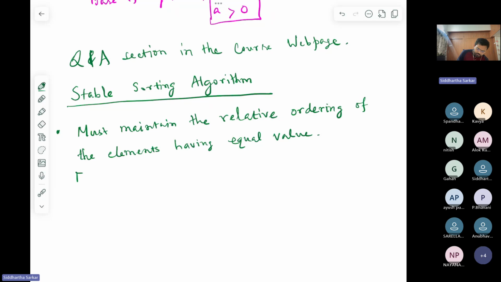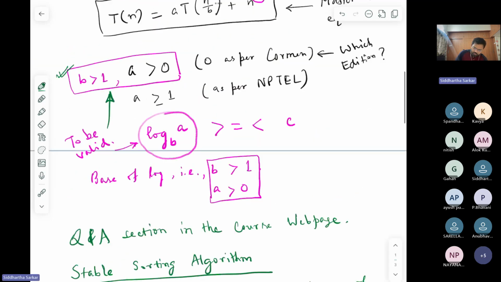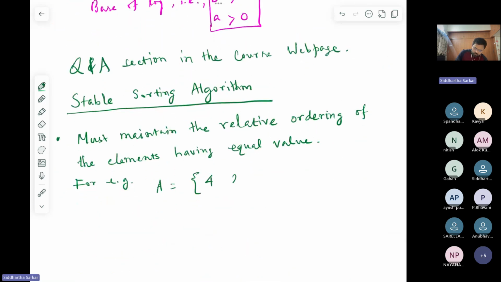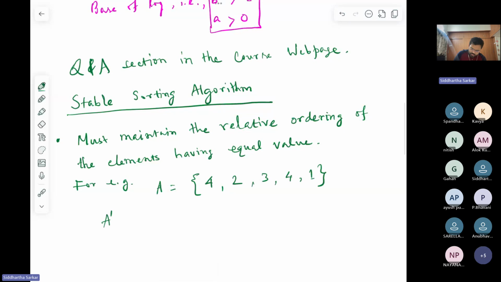So for example, suppose the input is an array A and you have these numbers. What did I write? 4, 2, 3, 4, 1. So 4, 2, 3, 4, 1. This is your input. So what does the sorting algorithm do? So it generates A dash, which has the numbers sorted. So after sorting, this is the output you will get in increasing order. The numbers are in increasing order 1, 2, 3, 4, 4.